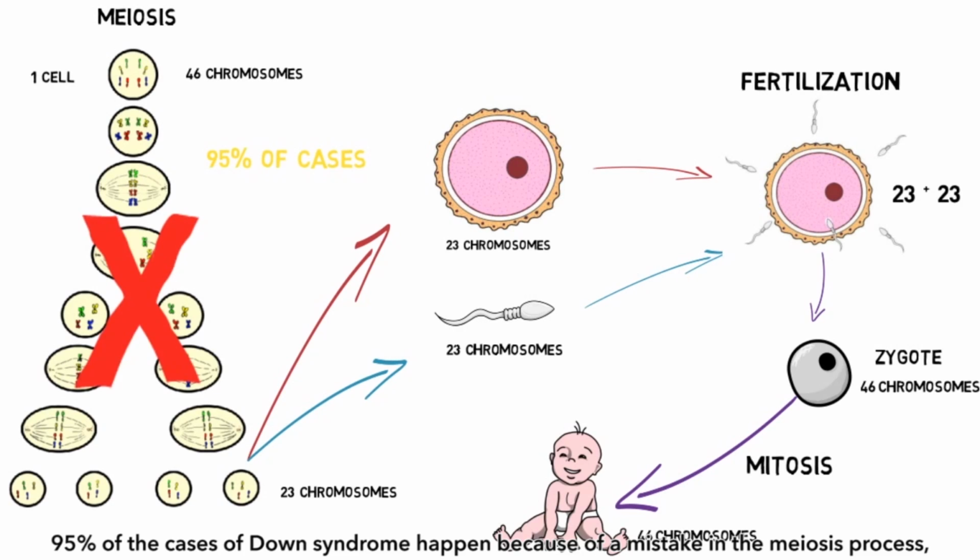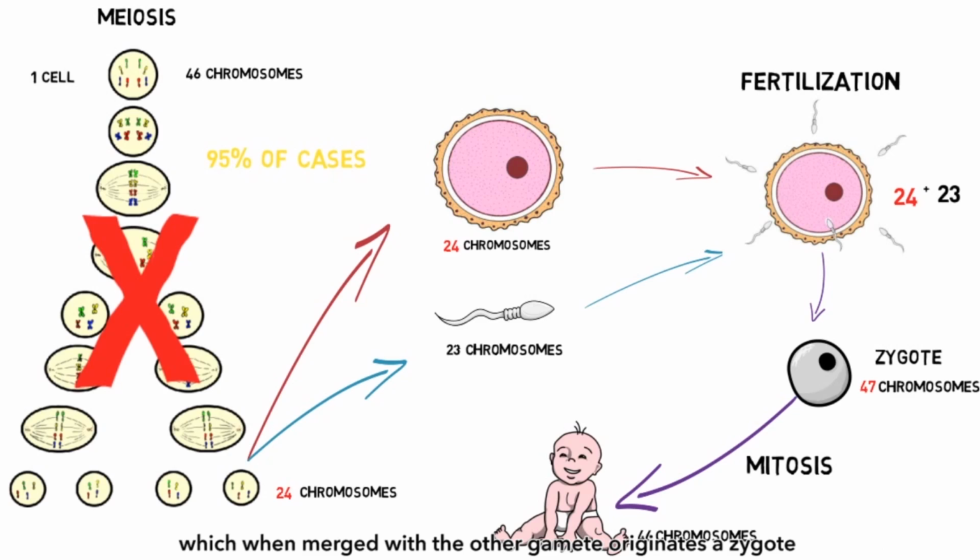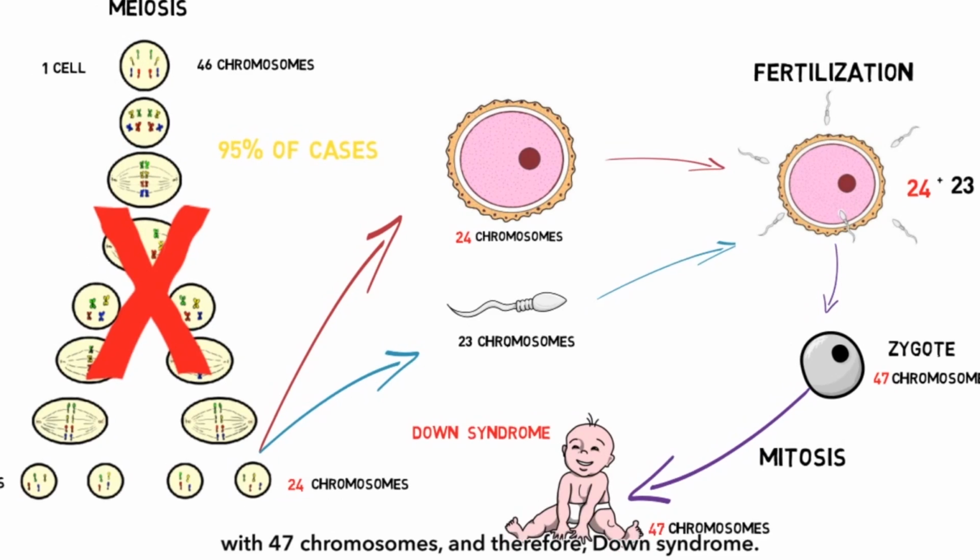95% of the cases of Down syndrome happen because of a mistake in the meiosis process, so that one of the gametes, usually the ovum, comes with an extra chromosome, which, when matched with the other gamete, originates a zygote with 47 chromosomes, and therefore Down syndrome.